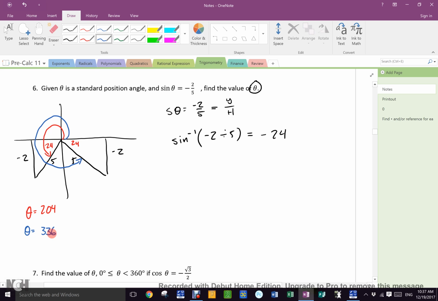(336). Can you give me a single value of theta in this question? Yes or no? No, you can't, because both of those will return that sign. What would I need to add to this question so you could give me a definitive answer? Cool. Telling you what quadrant. Everybody understand? If I said in quadrant 2, what's the answer?